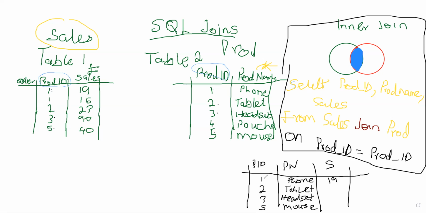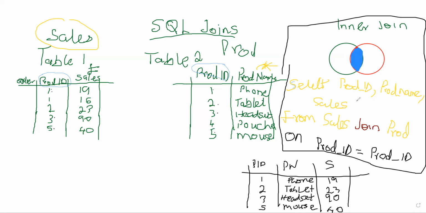What's the second one? Tablet is 23. Third one is what, guys? Headset, which is 90. And the fourth one, product ID 5, is what? Mouse, which is 40. So this is what it will give us, because this is what is common to both. And that's why you see this inner join.